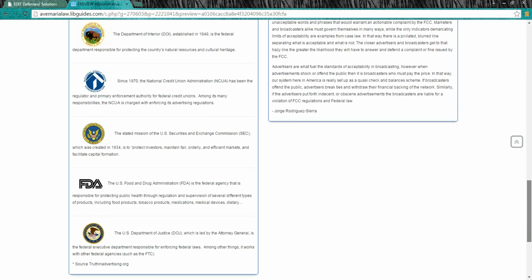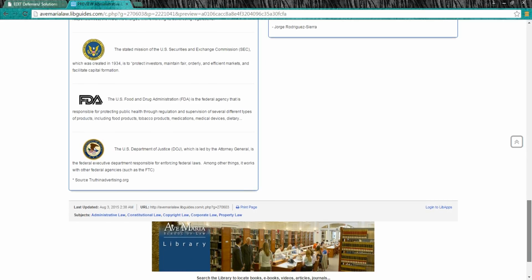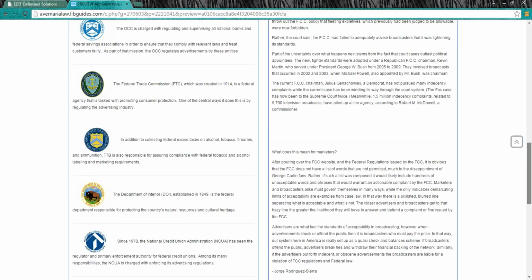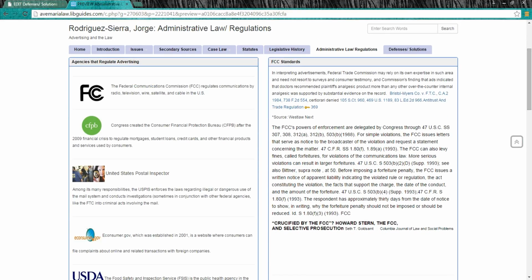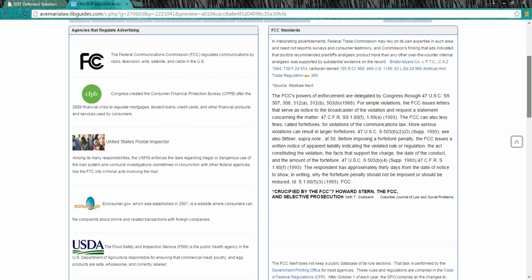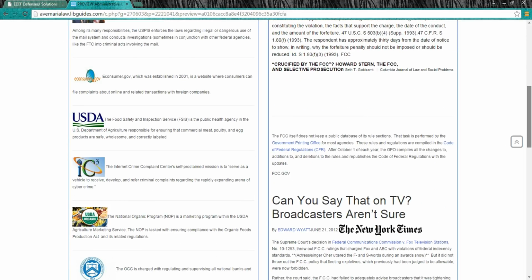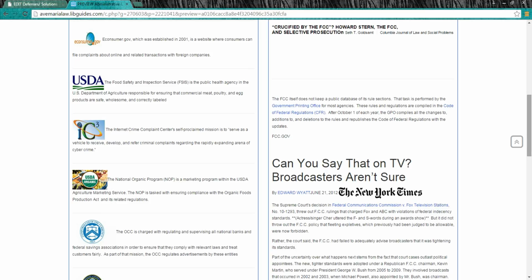The Department of the Interior, the National Credit Union Administration, again, that's about banking law, banking commercials. The SEC, they also protect investors. FDA, and then of course the Department of Justice. And then on the right side we have the FCC standards, and this kind of breaks down what the FCC standards are. The FCC standards are delegated by Congress, and they're included in the United States Code. And the FCC, the FTC, they all operate under the powers given to them by Congress.